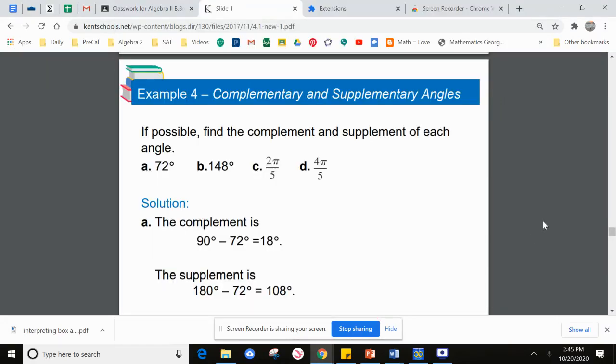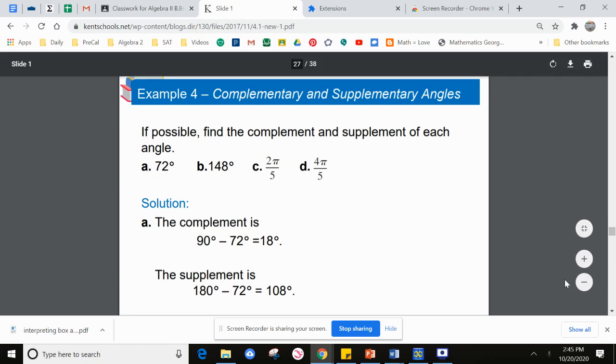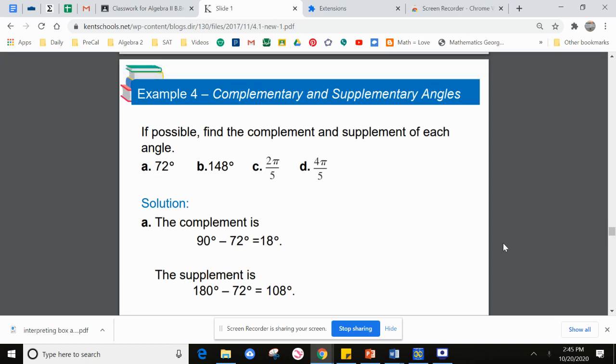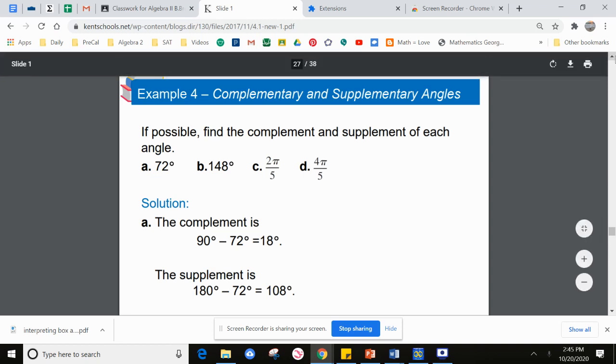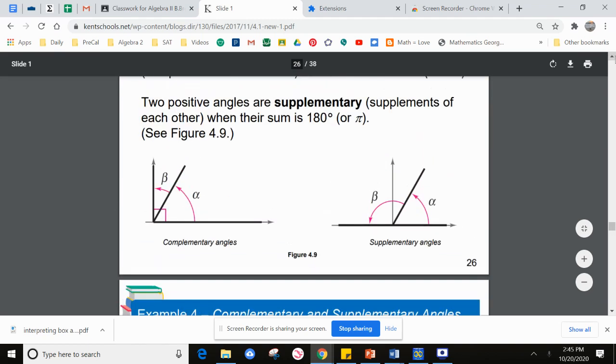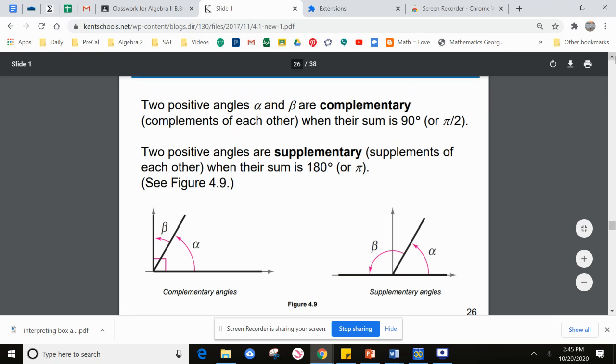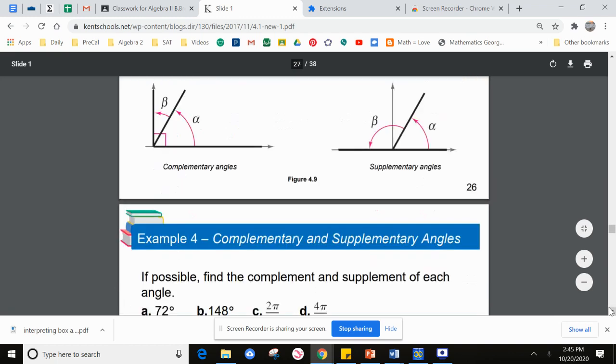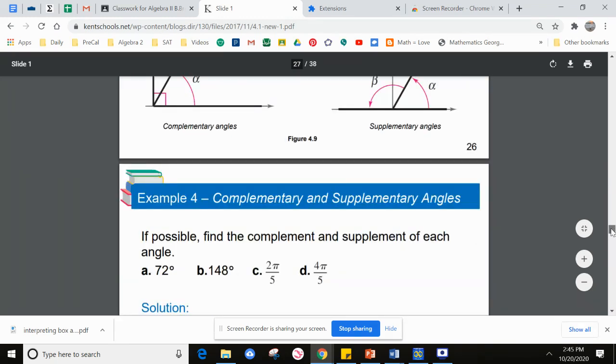Let's talk about how to find complementary and supplementary angles in degrees and radians. Remember that for angles to be complementary, their sum is 90 degrees, and for supplementary, their sum is 180. Here's a little visual for you. Notice that by definition, they're positive angles. That will play an important role in a question we talk about in a few seconds.